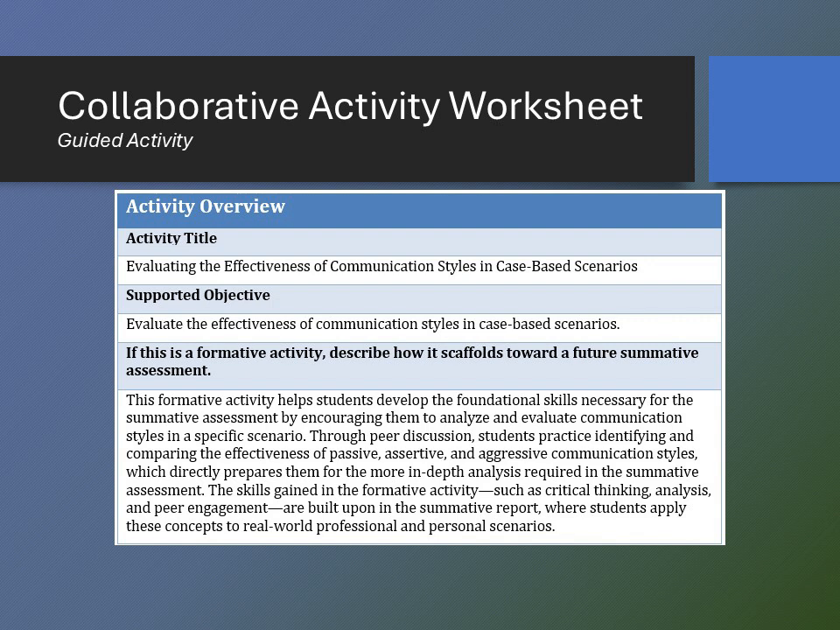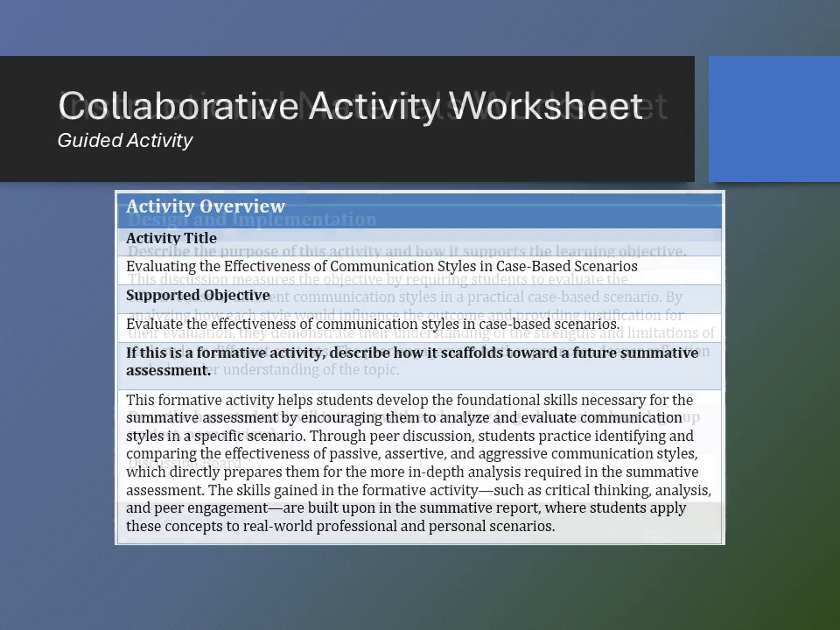If this activity is formative, describe how it will scaffold toward a future summative assessment. This is important because formative activities should build the skills and knowledge that students will need to demonstrate mastery in summative assessments. Whether it's practice in analysis, collaboration, or application, the formative activity prepares students for future tasks, allowing them to build confidence and refine their skills.